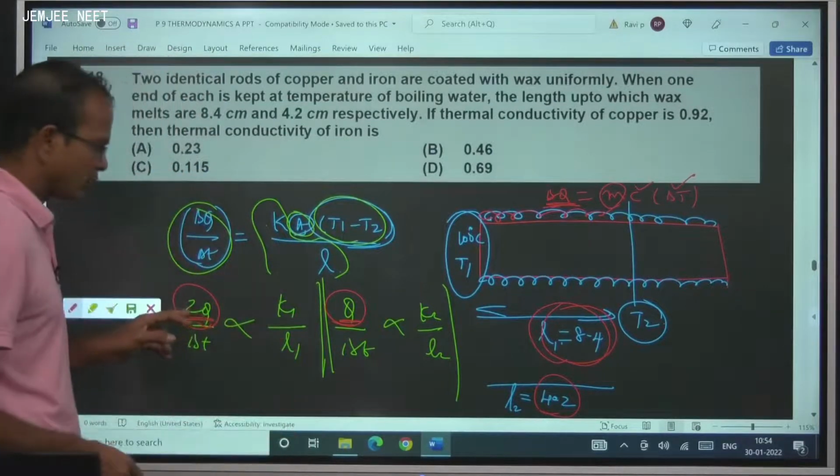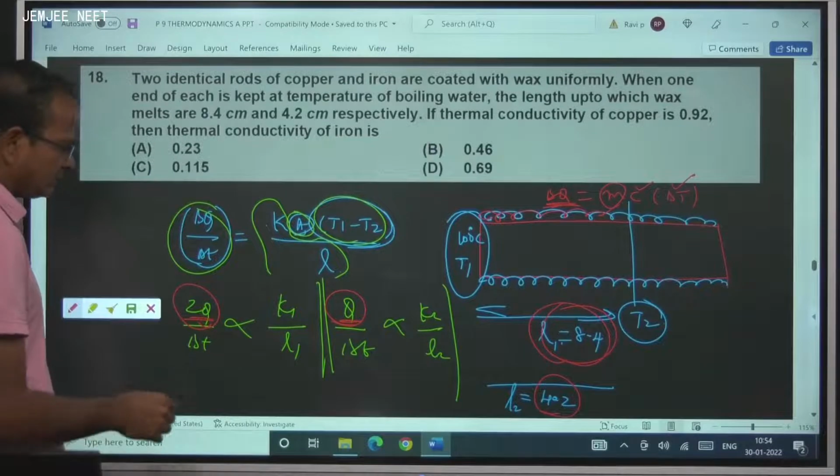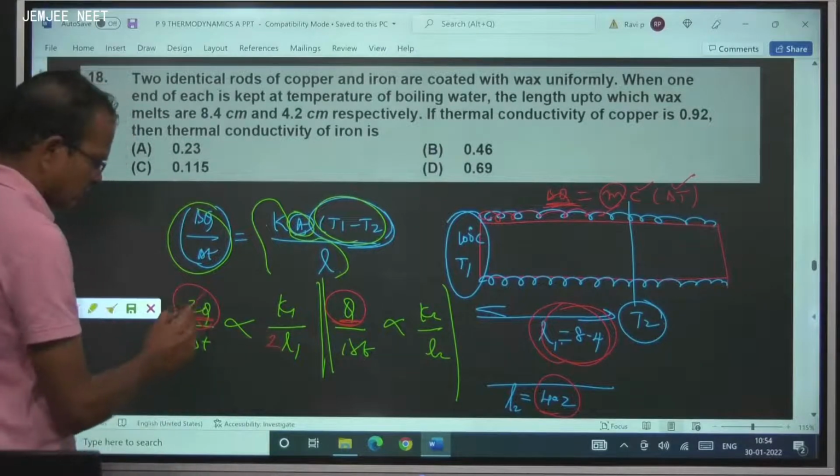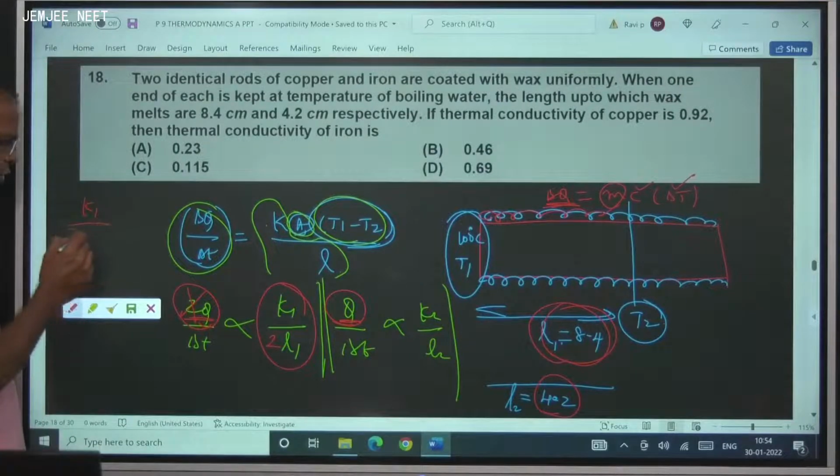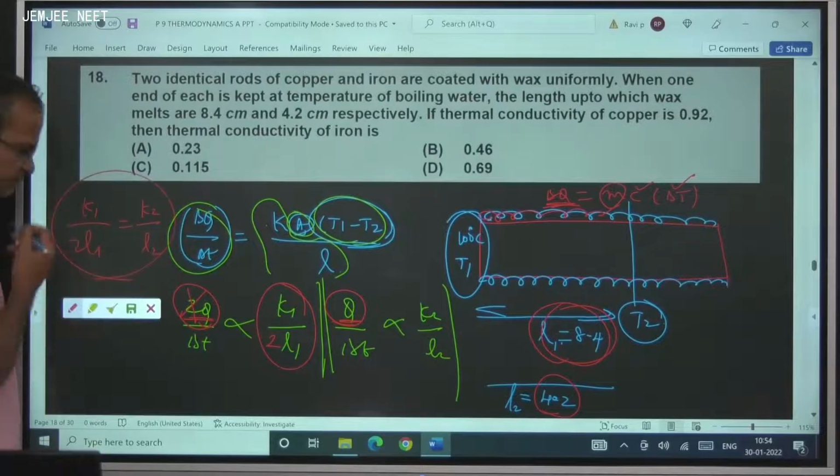That is why I put delta Q as 2. Now if you put it, you will get the answer. An extra 2 comes here. Look, remove this 2 and put one 2. Now K1 by 2L1 equals K2 by L2. Now you will get the answer.